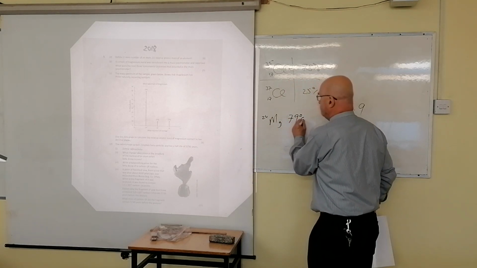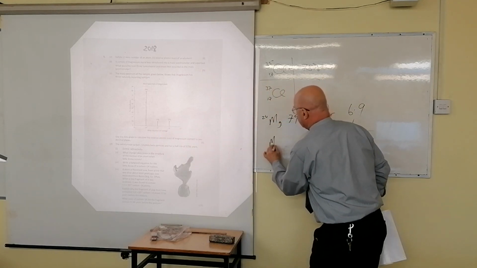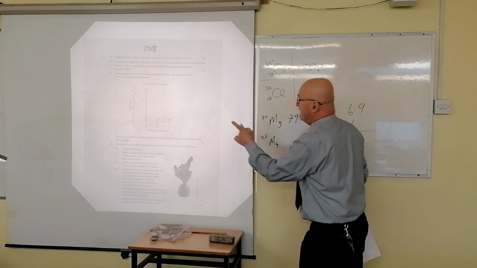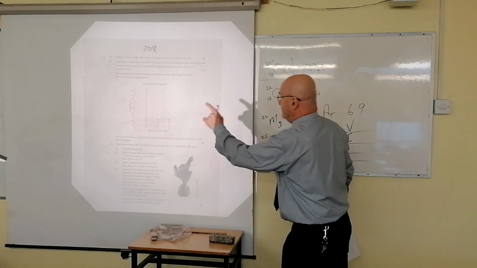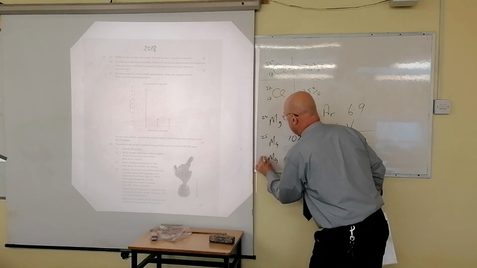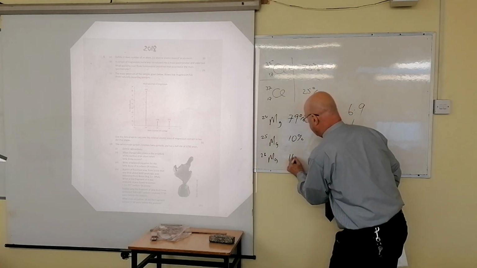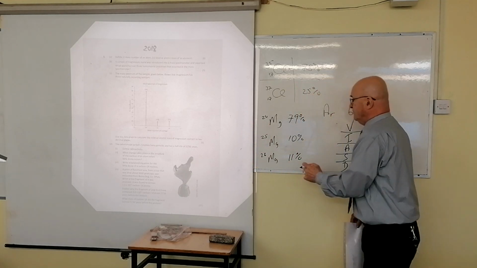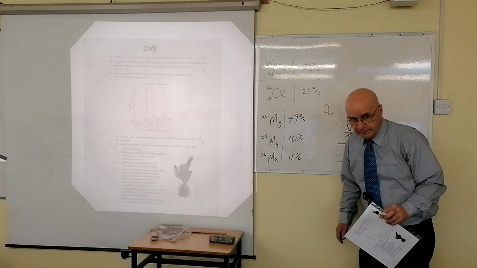79%. The next isotope is magnesium 25, and it has a percentage of 10%. And the last one is magnesium 26, and it has a percentage of 11%. It would be a great help if those three numbers added up to 100.